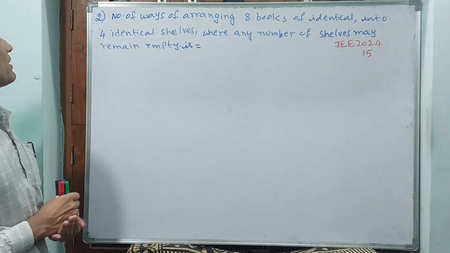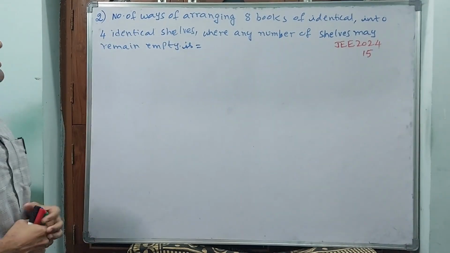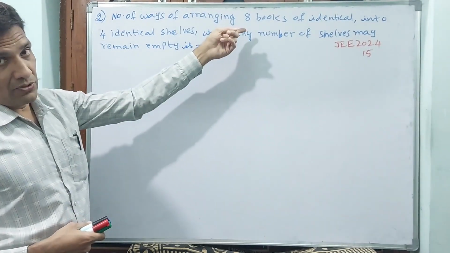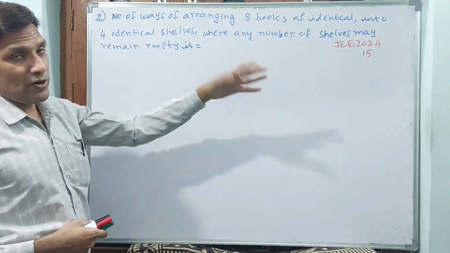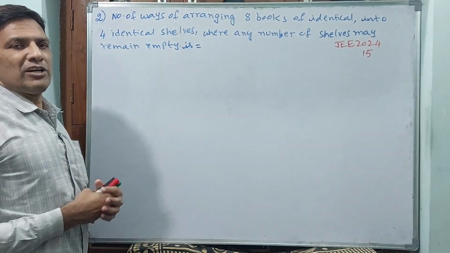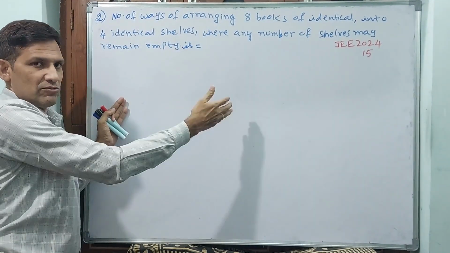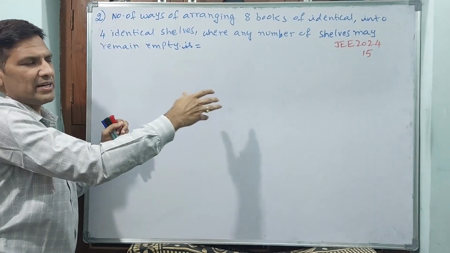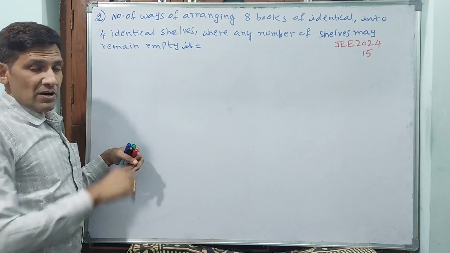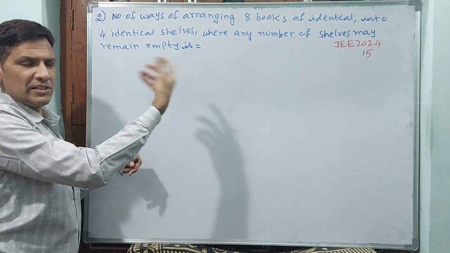Okay, see question number 2. Number of ways of arranging 8 identical books, 8 books. That means there is no difference between book 1 to book 8. All are same. Into 4 identical shelves. That means 4 shelves are there, and the 4 are identical. That means there is no difference between shelf 1 or shelf 2 or shelf 3, shelf 4.